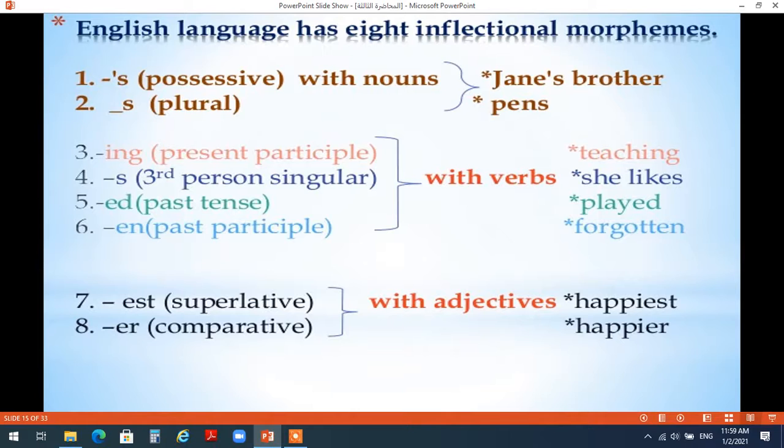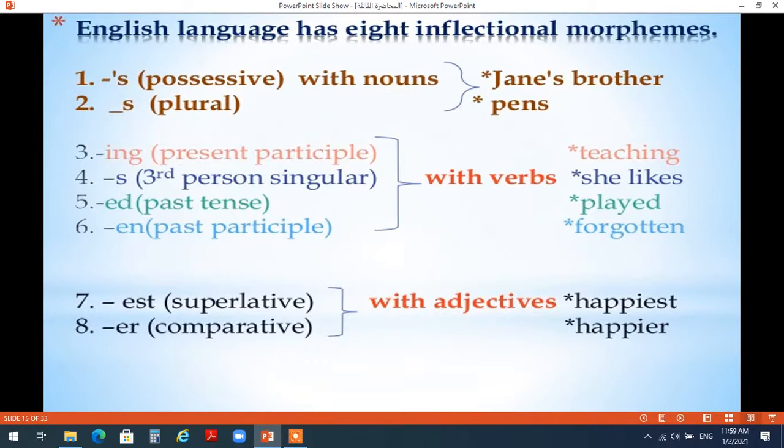With verbs we have four inflectional suffixes. The first inflectional suffix is ing for present participle, for example teaching. Or we add s for third person singular, she likes. Or we add d or ed for past tense, for example played. Or we add en or ed or d for past participle, for example the verb forgotten.